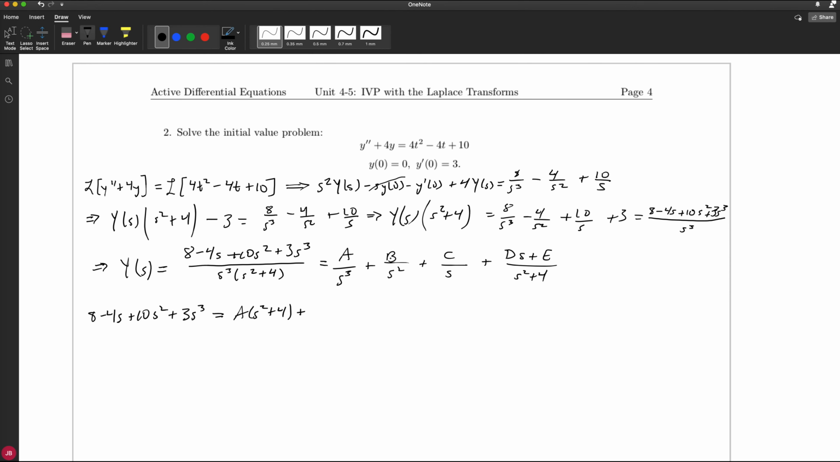What does B need? Well, it also needs the s squared plus 4, but also 1 extra factor of s, right? C needs the s squared plus 4, but 2 factors of s.